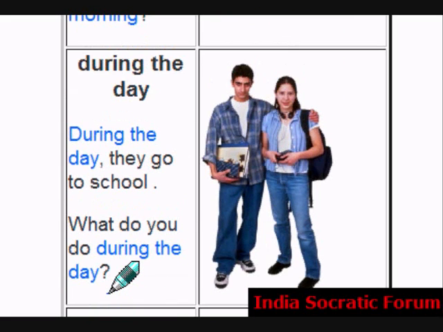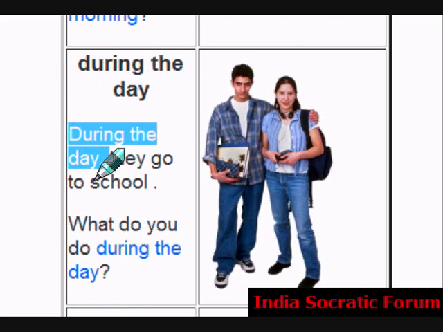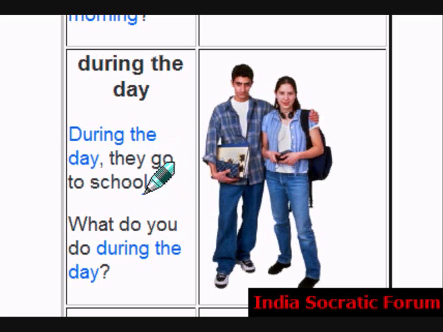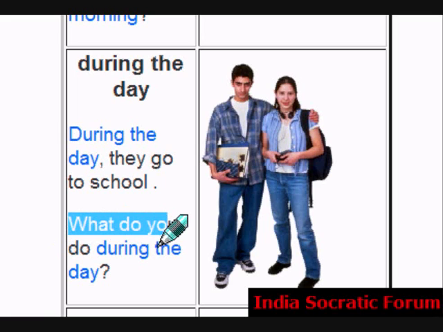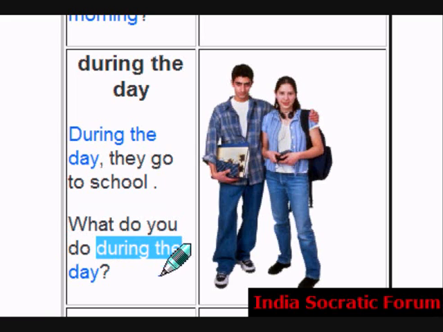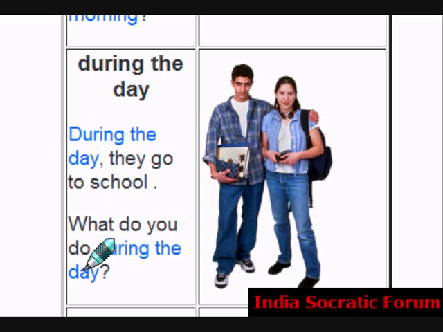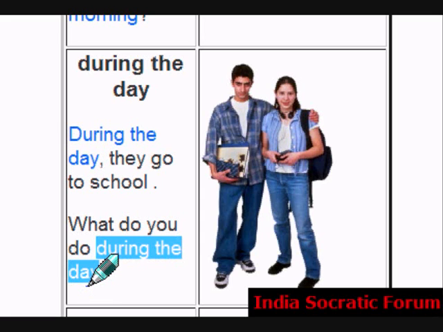During the day is another expression. Let's see how we use it. During the day, they go to school. So what is the question form? What do you do during the day? Look, the time expression is either in the beginning, or if it is a question, it will be at the end normally. Okay?